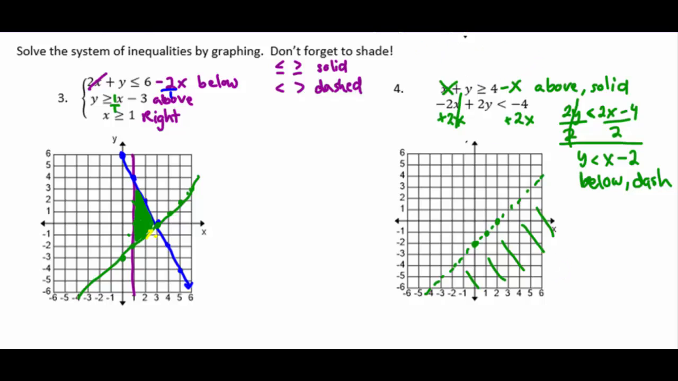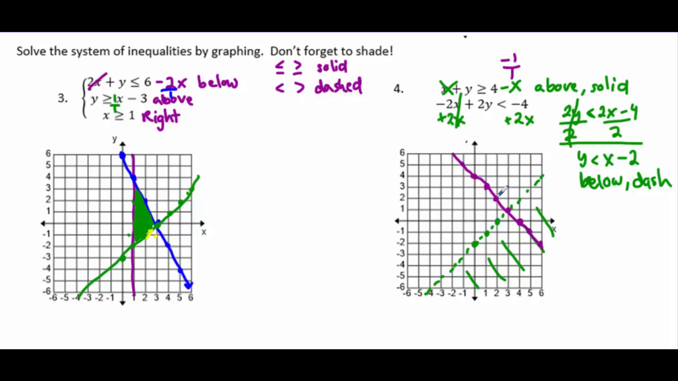Now the other line, y is greater than or equal to 4 minus x. The 4 is your y-intercept. The negative x is like negative 1 over 1. So down 1, right 1. And this one's a solid line, and it is above this line.